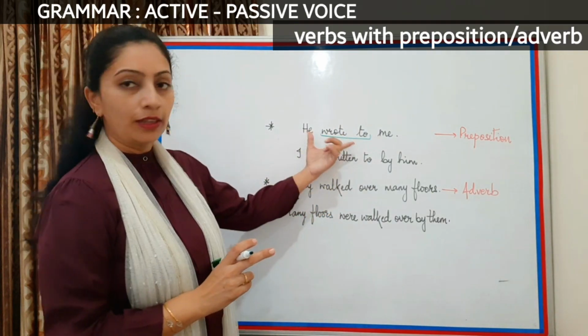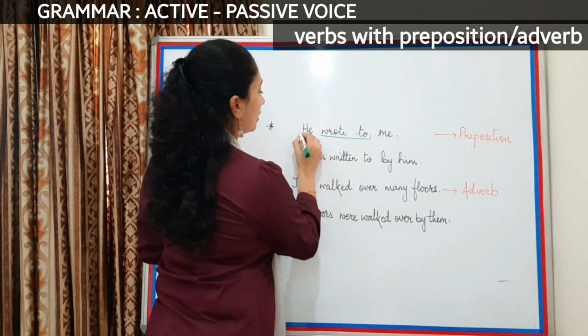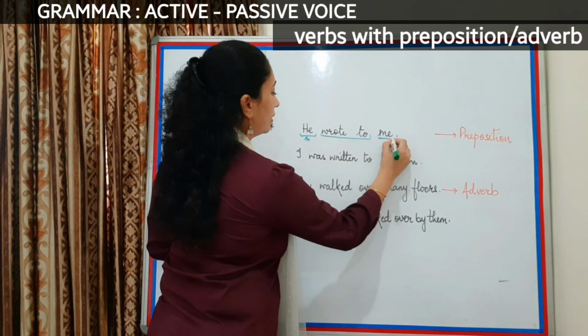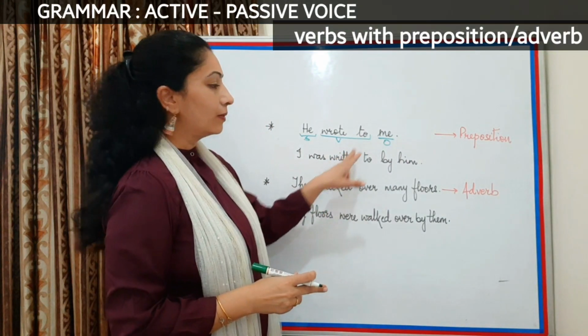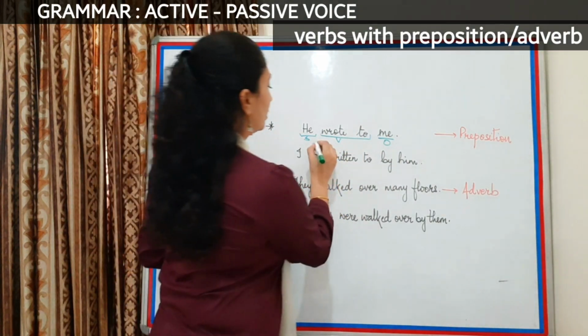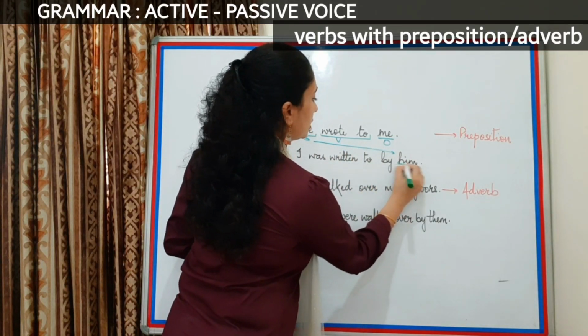So therefore here, if you look here, it becomes he. Now let's do the rough work. Subject, this is object, this is verb and with a preposition. So how do you change it? This subject will become object here.